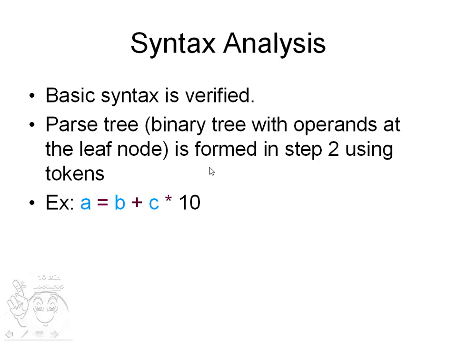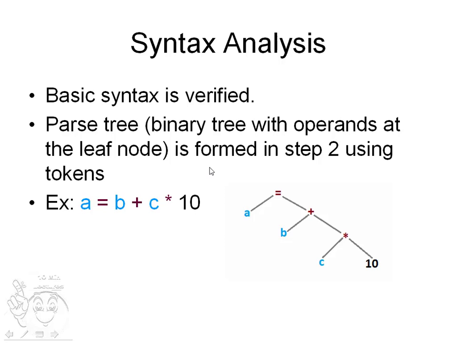Let's take the same example again. So a equal to b plus c into 10. So this is the statement. The parse tree for this is here given on the right side. So this equal to, plus, asterisk, these are the operators. It must be here at the root position.